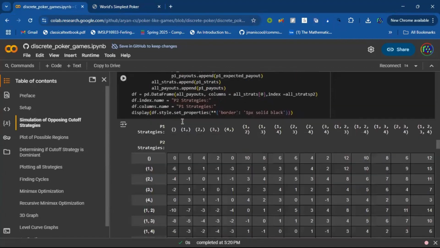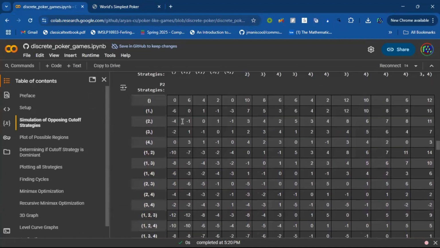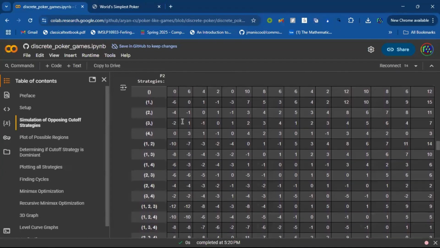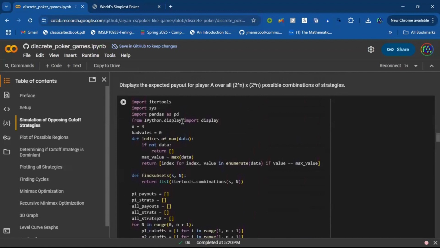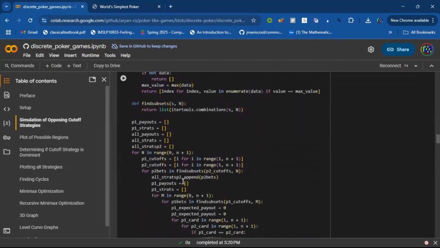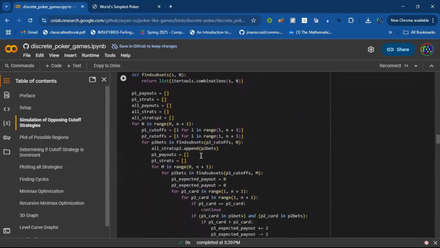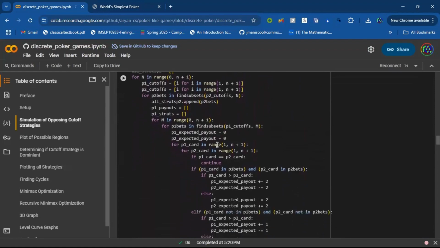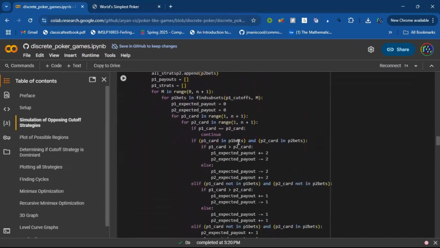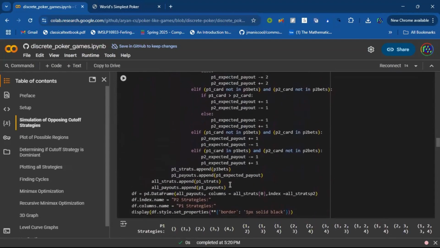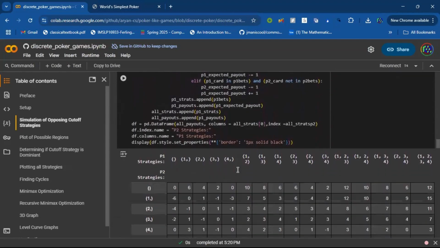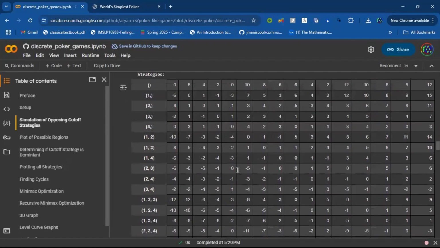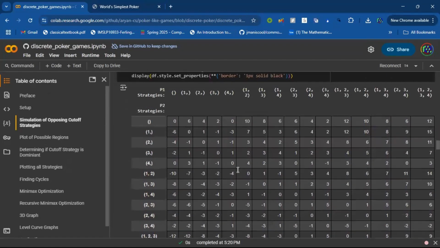Okay, so this is the thing that generates the whole table. This is for n equals 4, right? All I'm doing is I have the payouts, and we loop through all possible cutoff values and then all possible subsets of all cutoffs. Then we simulate the game and add it to the answer. So we generate this whole table. This is the table for n equals 4 and it's already pretty big. It's 16 by 16.